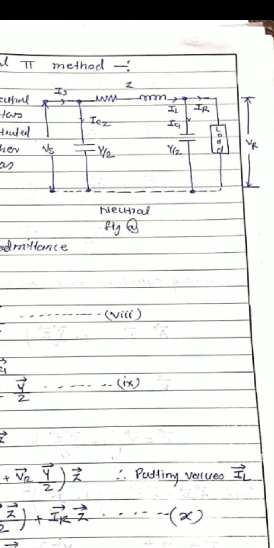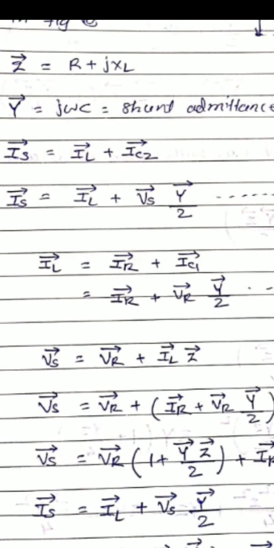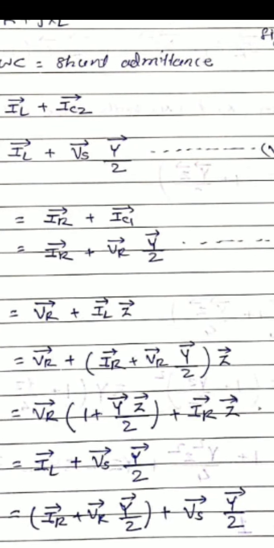Vs is equal to VR plus IL into Z. Then Vs is equal to VR plus (IR plus VR into Y divided by 2) Z. Putting the values of IL, Vs is equal to VR (1 plus Y into Z divided by 2) plus IR into Z. Call this equation number 10. Simplify that.